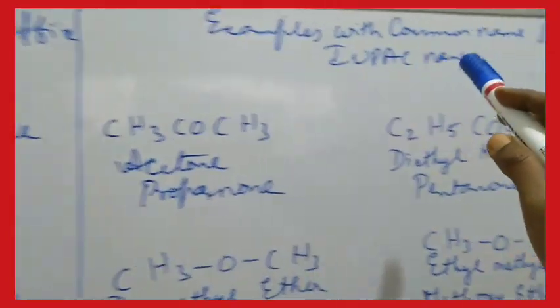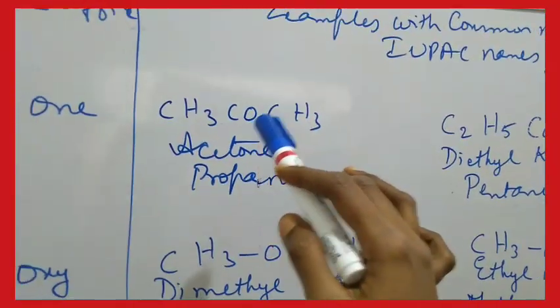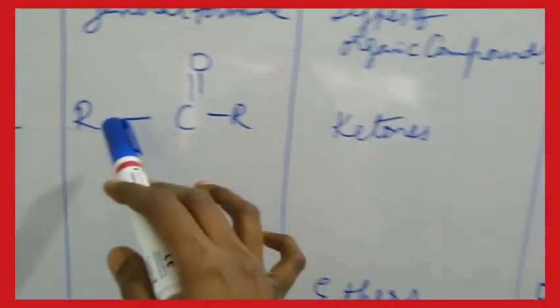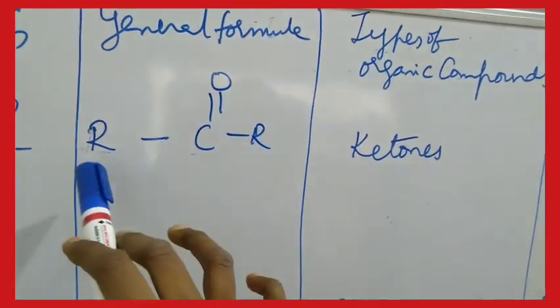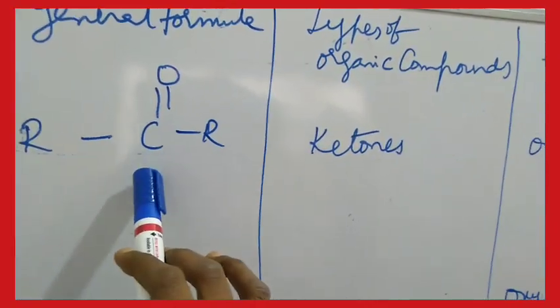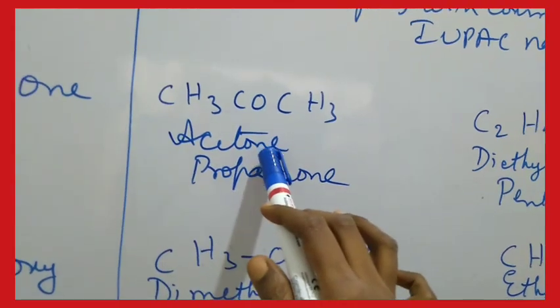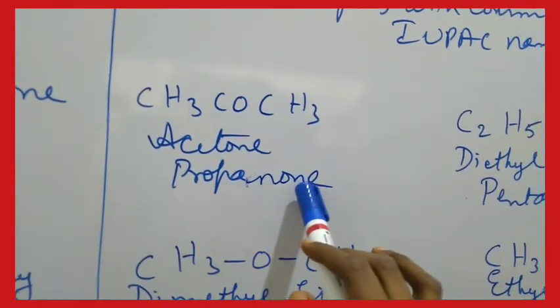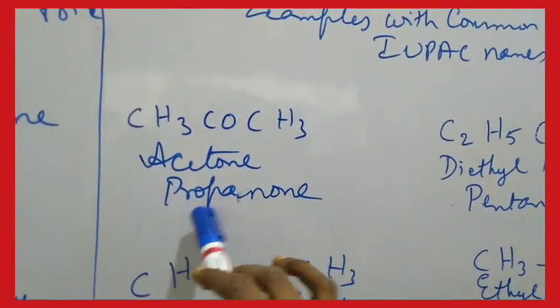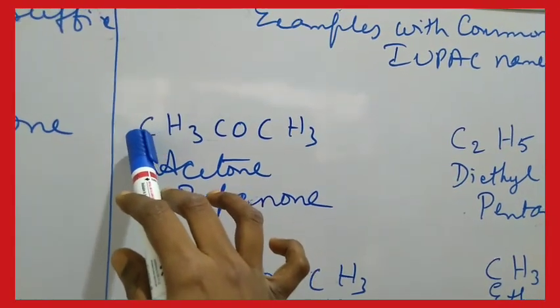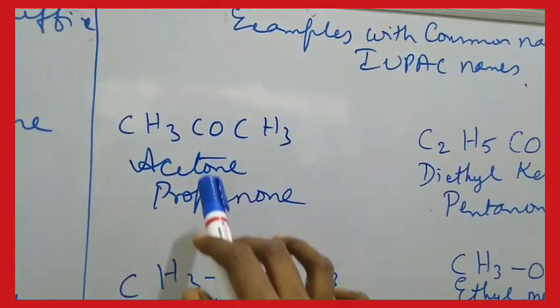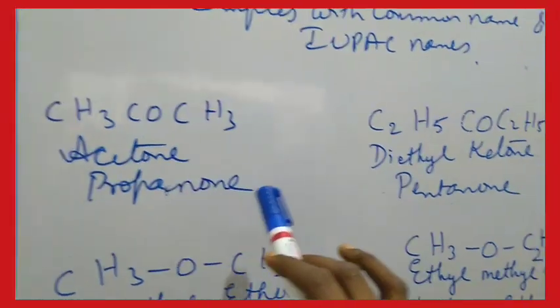So examples of these are CH3COCH3. I said RCR, so R I have taken as CH3, CH3, and here C and O. Same thing, CH3COCH3. This you call acetone, the common name, and propanone is the IUPAC name. Propanone because 3 carbon atoms are there, 1, 2, 3. So this is the common name and this is the IUPAC name.